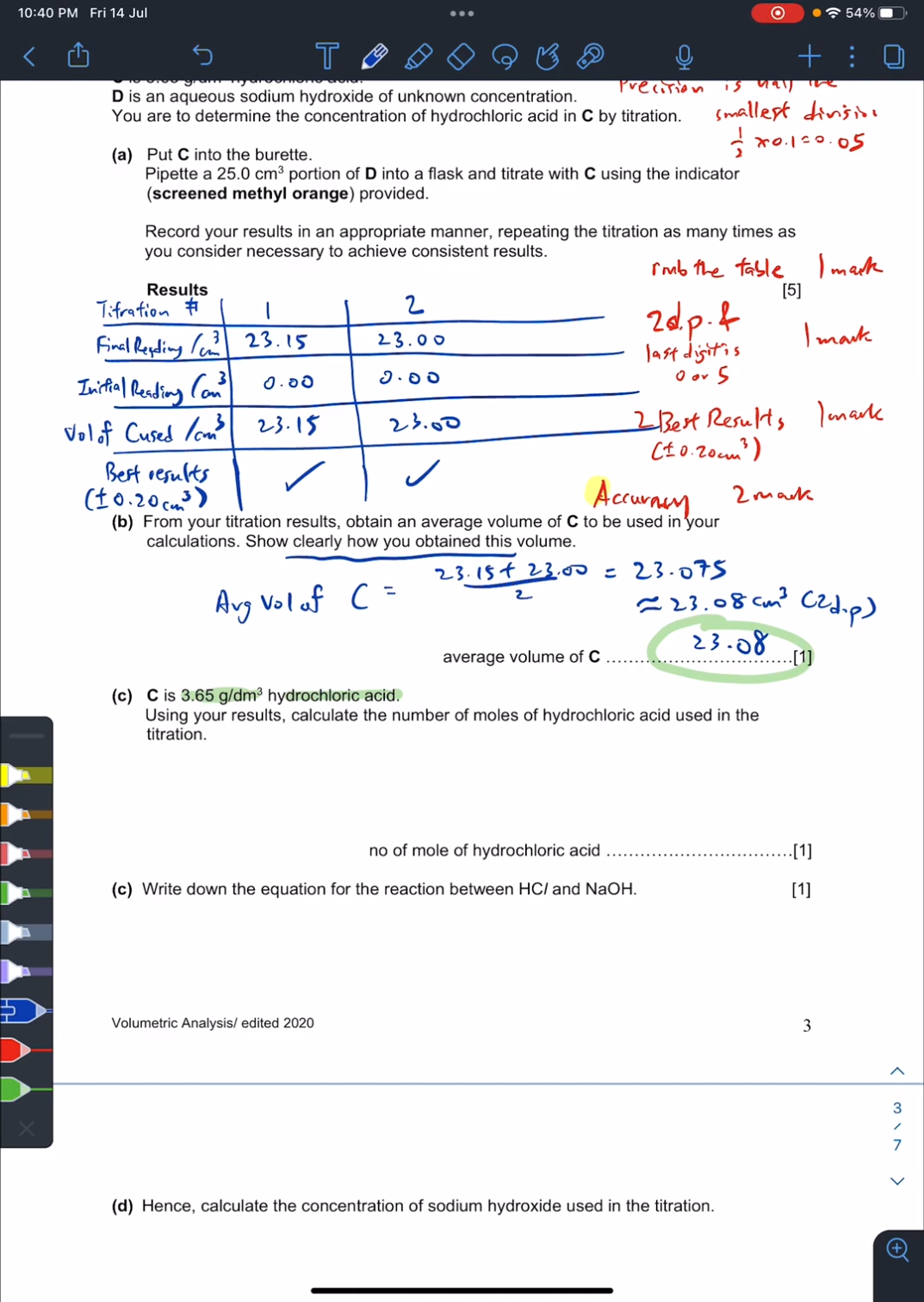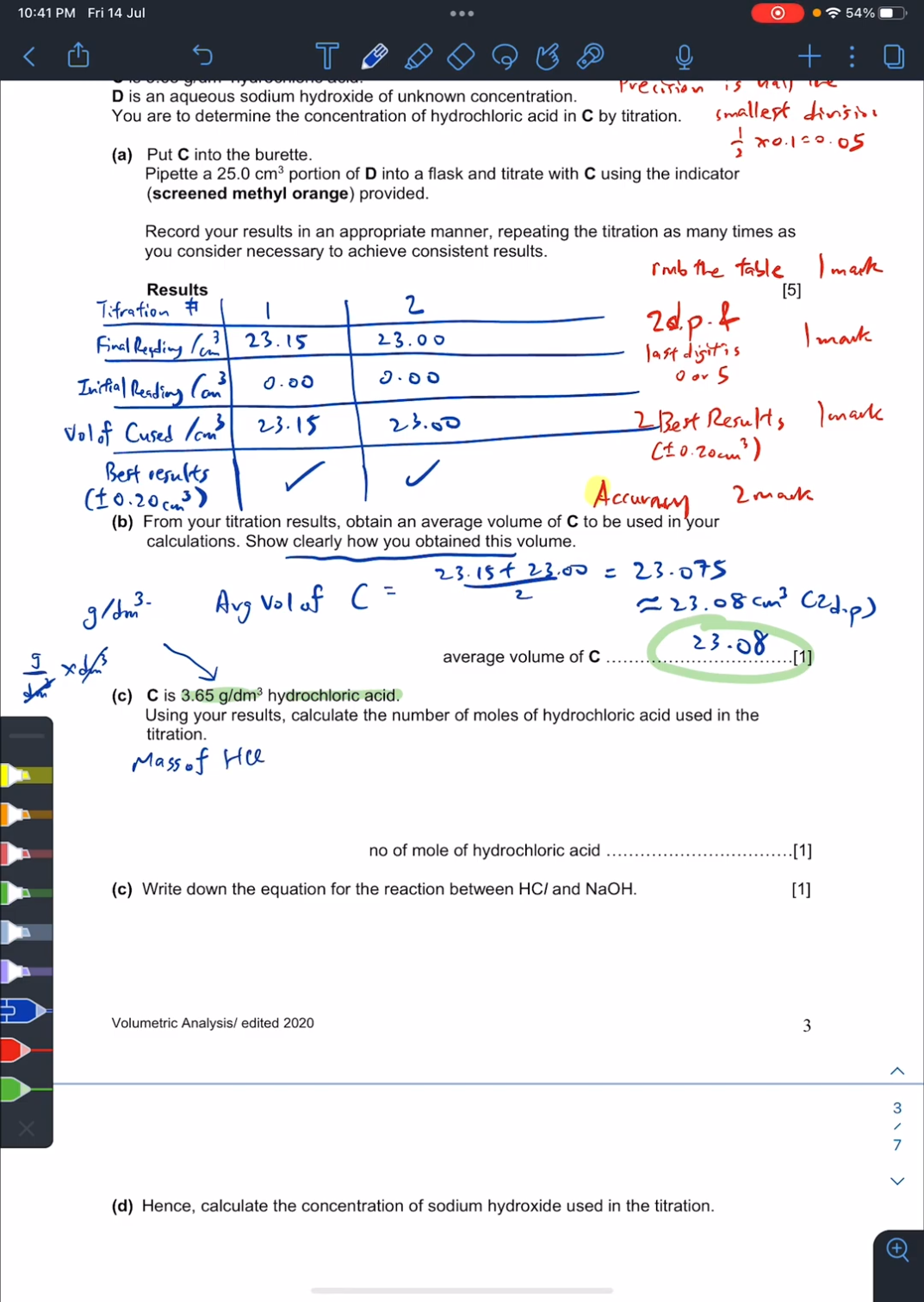Okay, so there's something interesting here. This is gram per dm cube. So you think, gram per dm cube, you times the dm cube. Do you think we can get mole? No, right? Gram per dm cube times dm cube. Oops, okay, let me write it out for you. Gram per dm cube times dm cube. Oh, you get your mass.